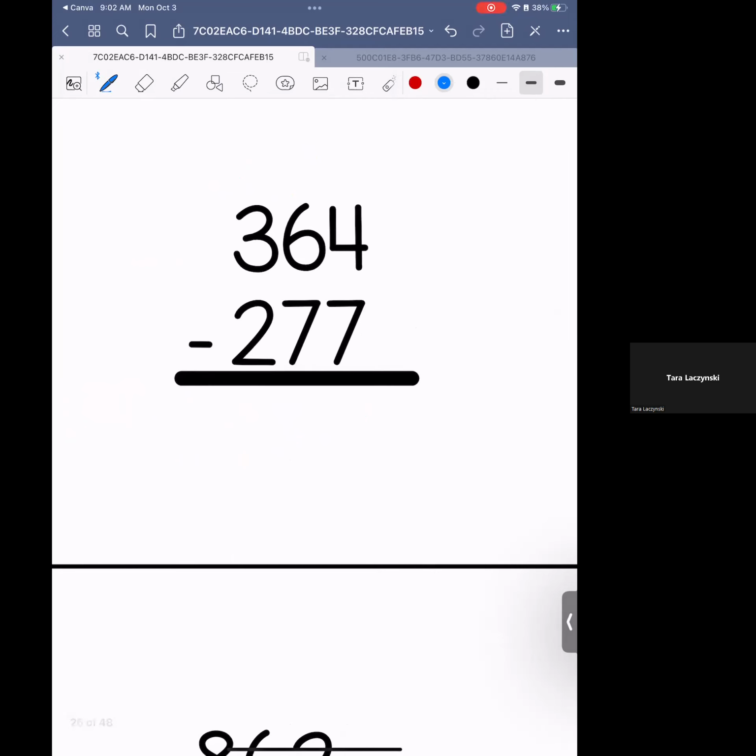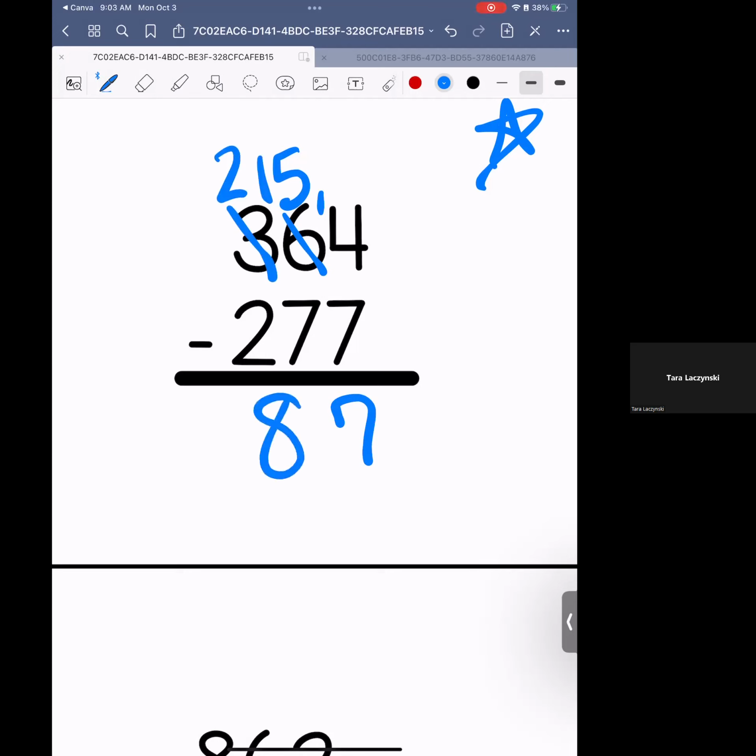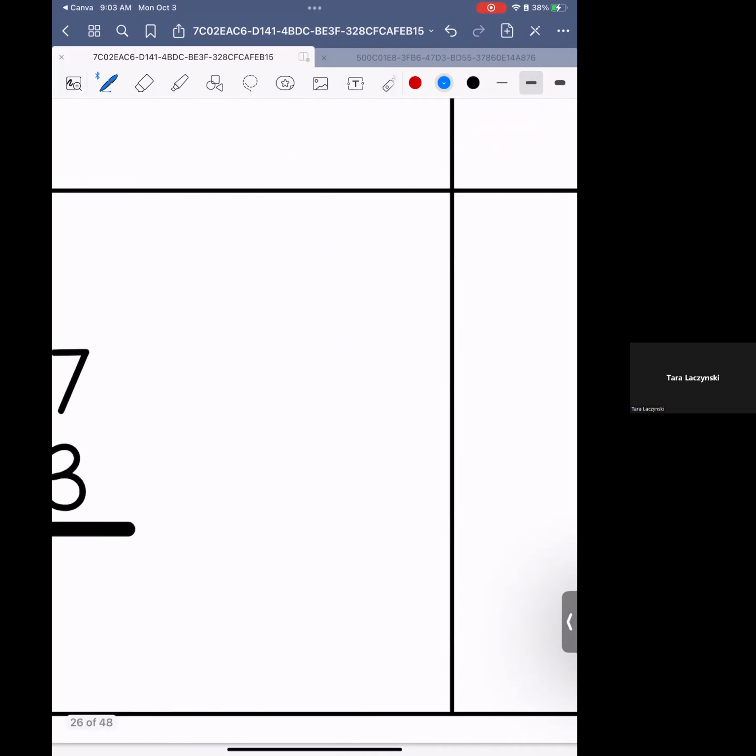364 take away 277. We have a double borrow, super stretch situation. If I have 4, I can't give you 7. I go next door. Now I have 14. 14 take away 7 is 7. If I have 5, I can't give you 7. I go next door. 15 take away 7 is 8. 2 take away 2 is 0. So I could leave it as just 87, or if I wanted to put the 0 in front, I could do that as well. 2 more for this page.